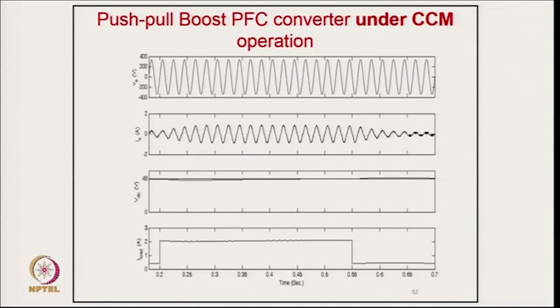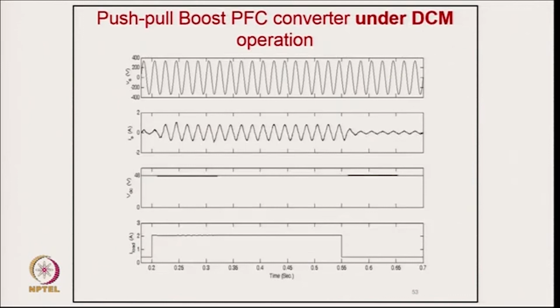And this is the dynamic performance of push pull one in CCM. You can see the load is increasing and decreasing, and the supply current remains in phase with the supply voltage, and the DC link voltage remains regulated. Input current is increasing because output power is increased due to the increased load on the DC side. But power factor is maintained, and current harmonics are also reduced quite low.